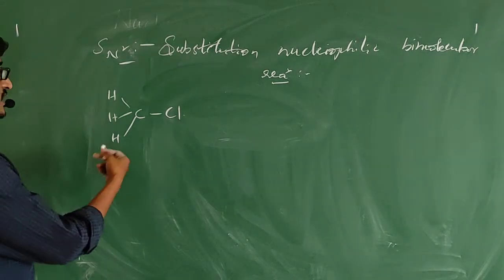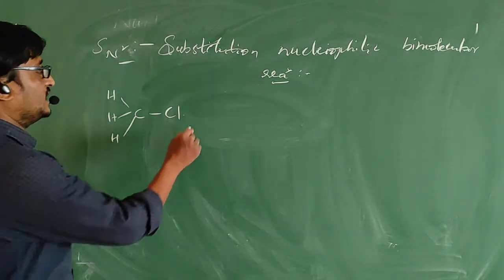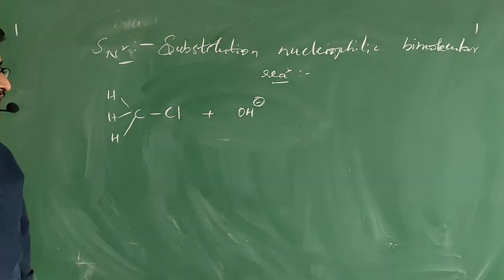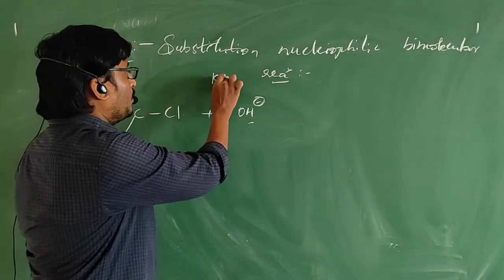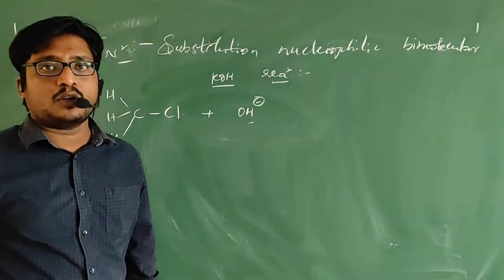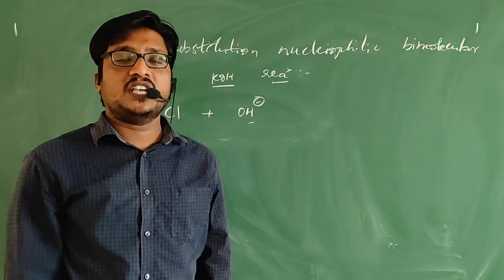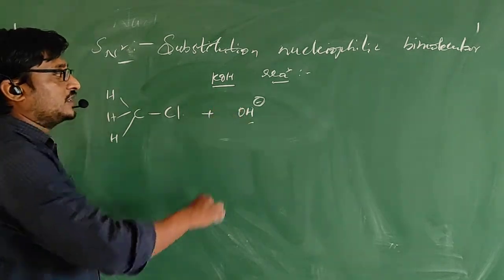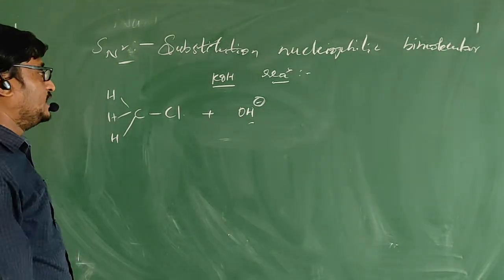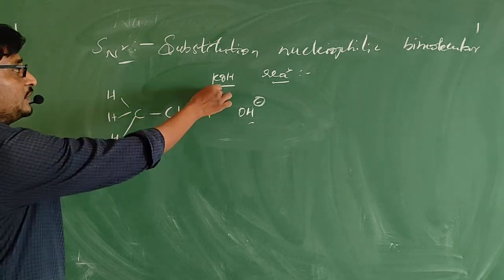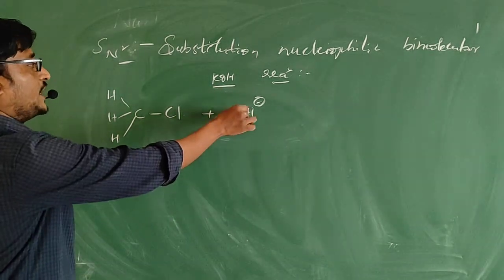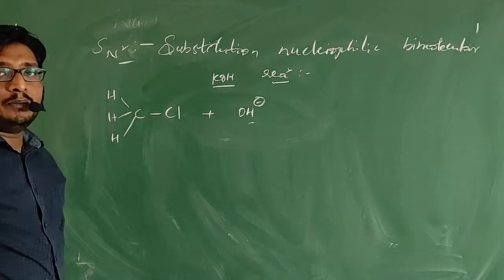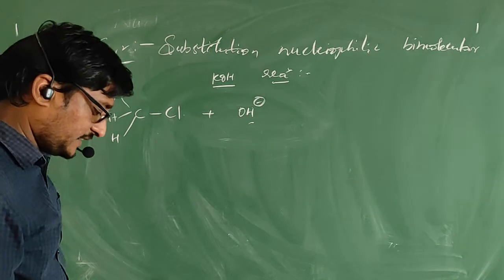Chloromethane. This is the alkyl halide which I am considering, and it is treated with a nucleophile. Let us consider this as OH minus. This OH minus can be from potassium hydroxide. Potassium hydroxide, if it undergoes dissociation, forms K plus and OH minus. The OH minus ions which got produced will act as nucleophiles. When we are treating the alkyl halide with potassium hydroxide, the hydroxide ion from the potassium hydroxide will react with this methyl chloride. Let us see how it reacts.